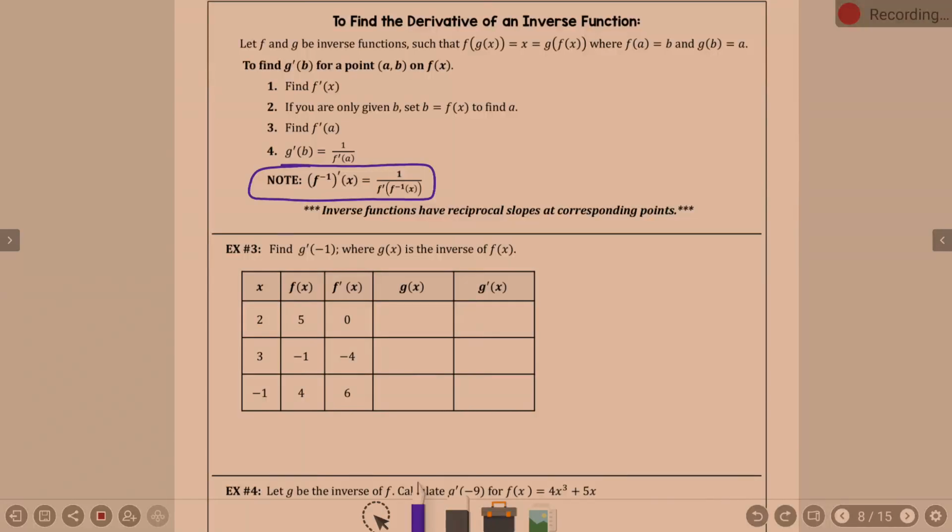Lesson 3.4, we just talked about this formula, and we talked about it on the previous page too, for the derivative of an inverse. So f inverse derivative is 1 over f prime of f inverse of x. And a key point to remember also is that inverse functions have reciprocal slopes at corresponding points. Okay, so inverse functions have reciprocal slopes. That will be key in this next problem we're getting ready to do.